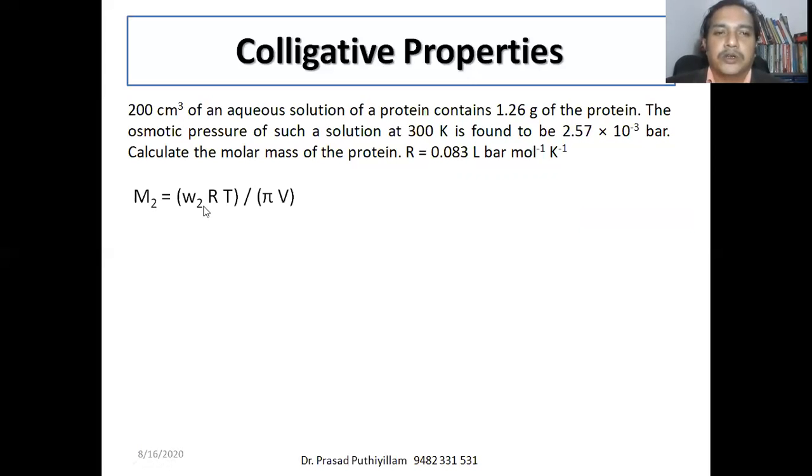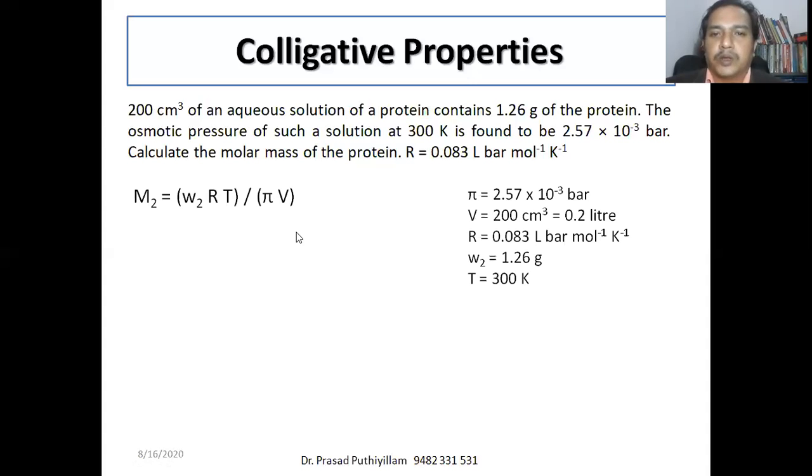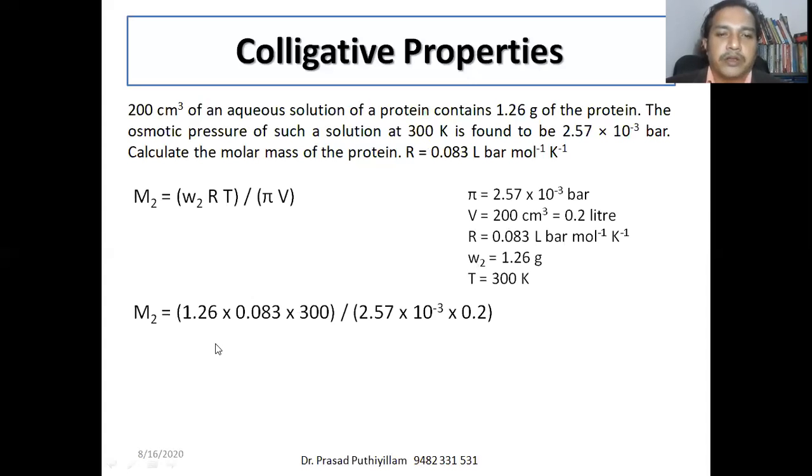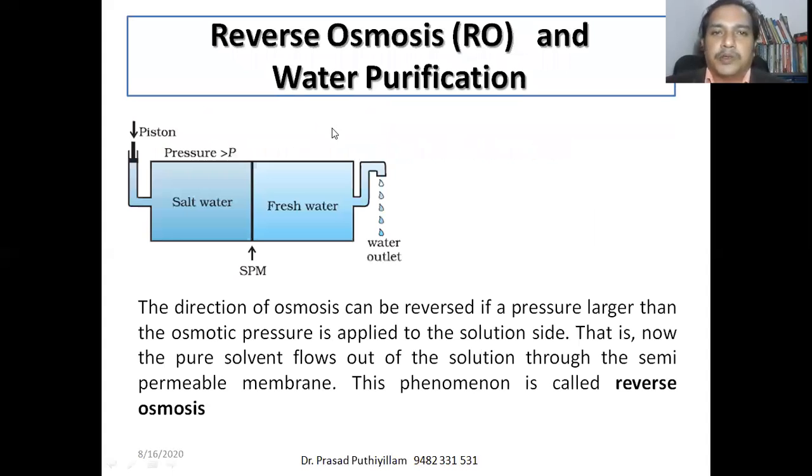Okay, so M2 is equal to W2 RT by pi V. This is from osmotic pressure. We calculated and got this expression. The given values are: osmotic pressure is given, volume is given in cubic centimeter, which is converted into liter, gas constant is given, W2 weight of solute is given, and temperature 300 Kelvin is also given. So substituting all the values, we will get 61.039 gram per mole.